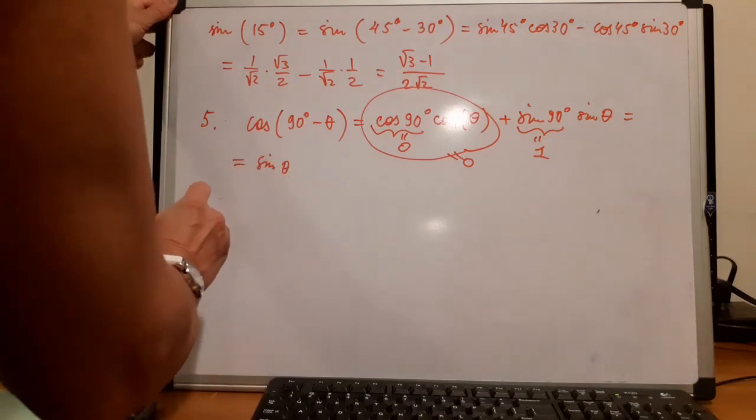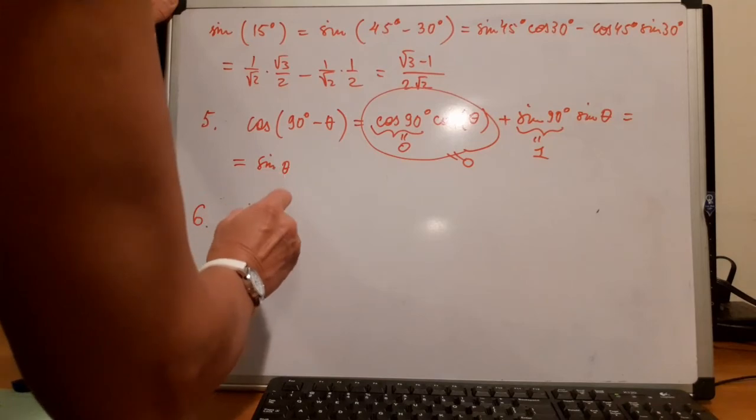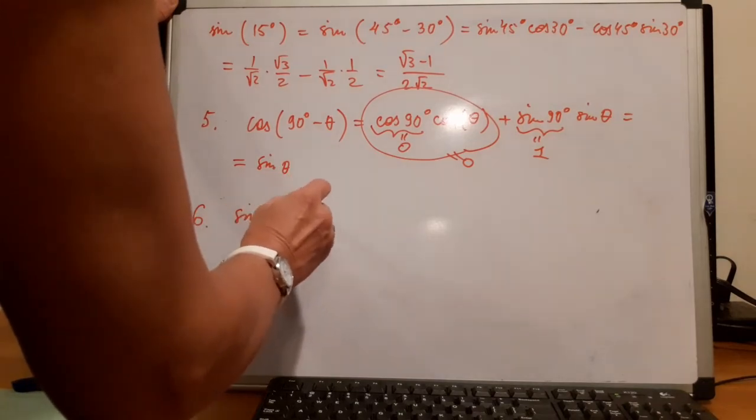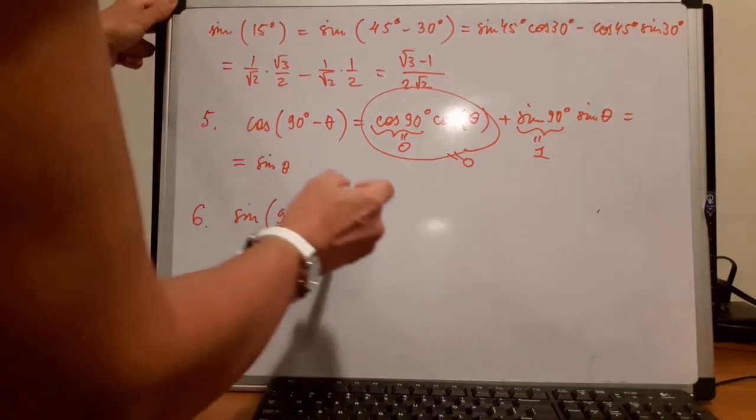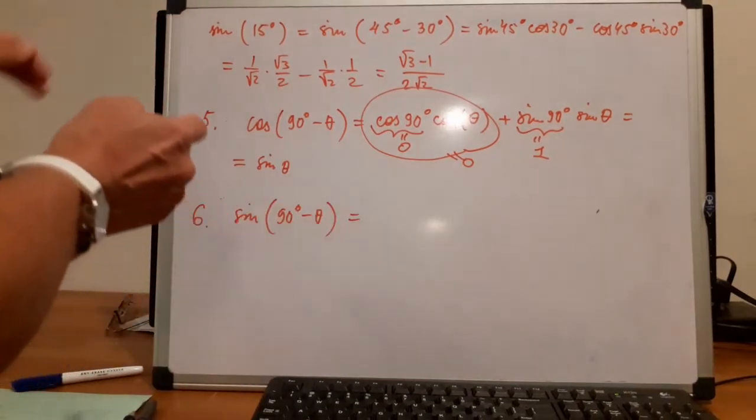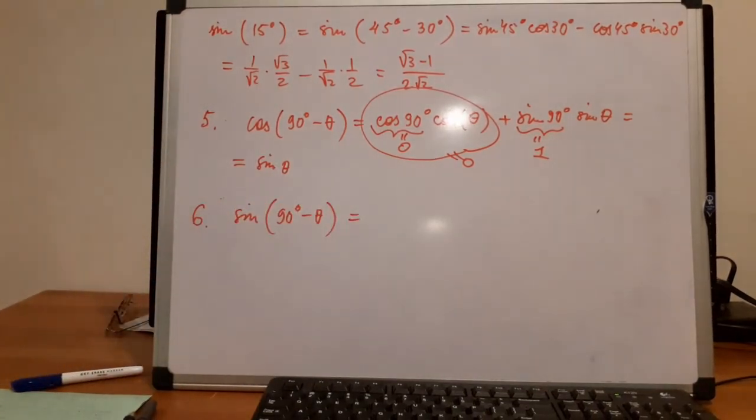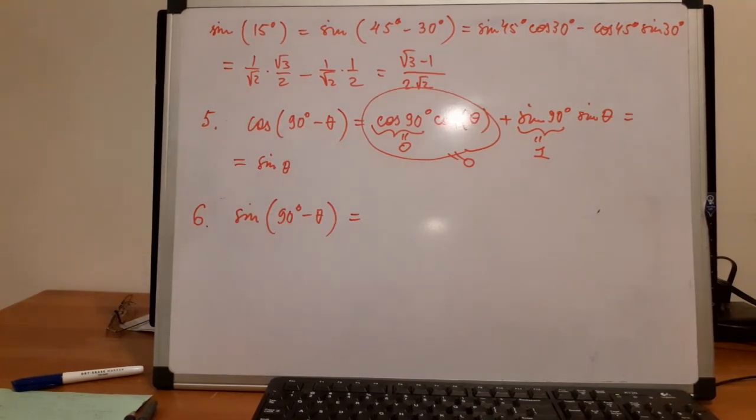Okay, and number 6. Can you guys try sine of 90 degrees minus theta on your own? That's use of formula number 4. My suggestion is to stop the video, do it, and then check your result with mine. Okay? So 1, 2, 3.